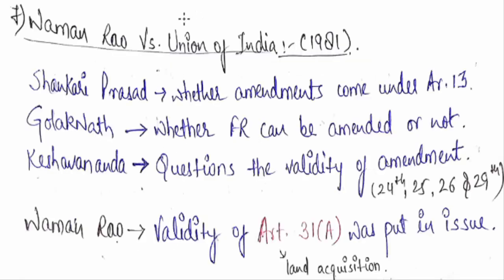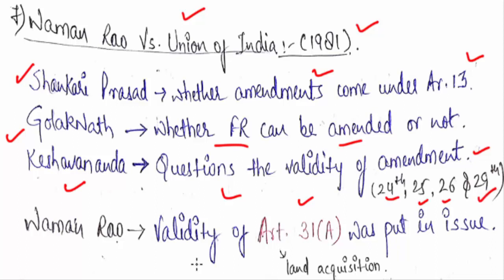So the name of this case is Waman Rao versus Union of India case, and it happened in 1981. Just a little recap of what has happened till now. In Shankari Prasad case, the court considered whether amendments come under Article 13 or not, and said that laws and amendments are two different things. Then in Golaknath case, the issue was whether fundamental rights can be amended or not, and the court said you cannot amend fundamental rights. Then in Keshavananda Bharati case, the validity of the 24th, 25th, 26th and 29th amendments was questioned, and the court invented the basic structure doctrine.